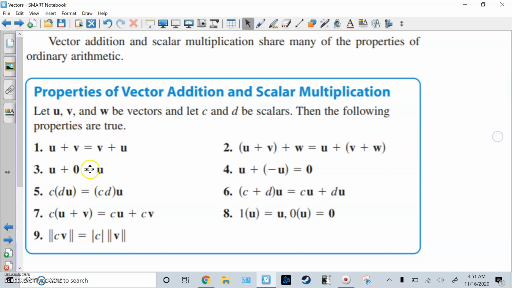Alright. All the regular rules of algebra still apply. You can switch the order, adding 0 doesn't change it, all that stuff.